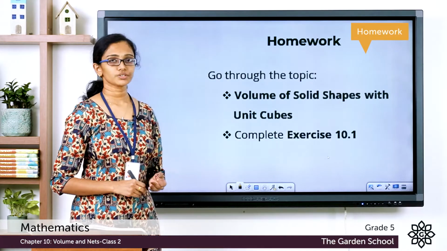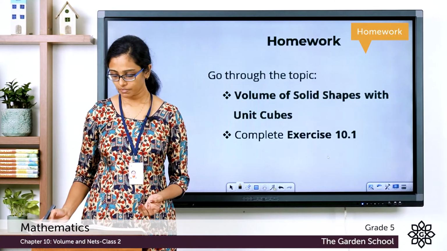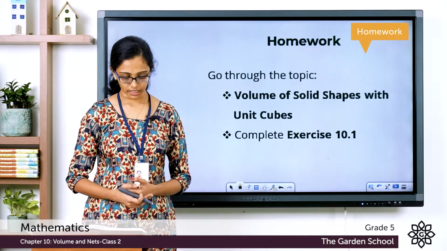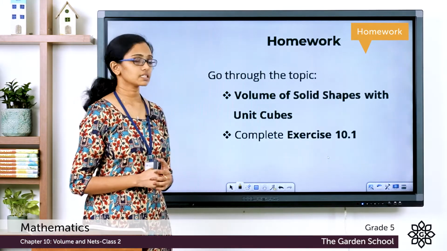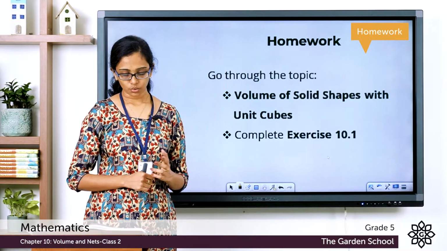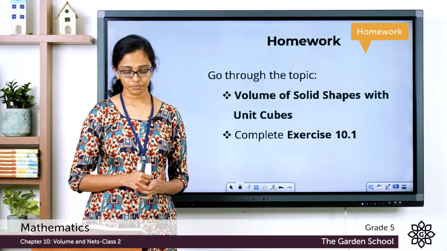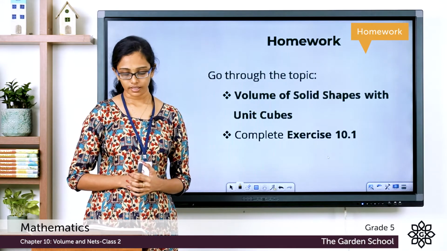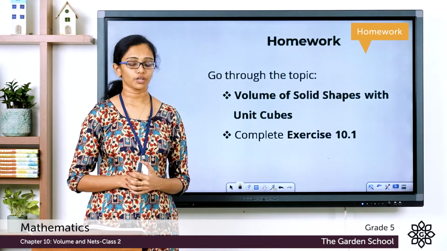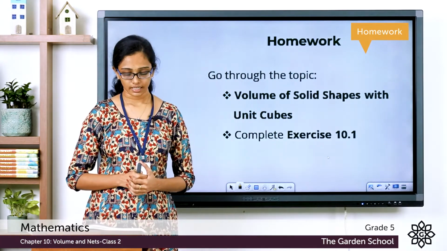Now you have to go through this topic, volume of solid shapes with unit cubes, in page number 153 and 154. Once you have gone through it, you have to move on to exercise 10.1 and 2 sets of questions are given here. The first one, you have to find the length, breadth and height of the given figures and you have to find their volume if the volume of each small cube is 1 centimeter cube, just like the 2 examples we already did in the class.